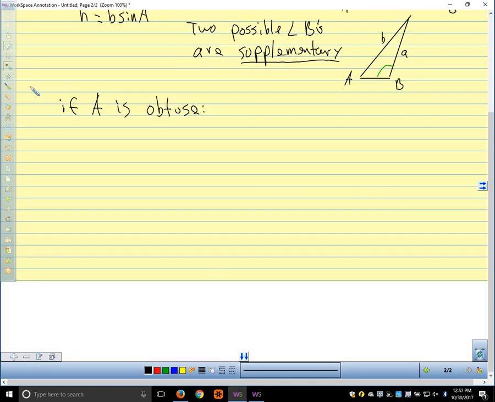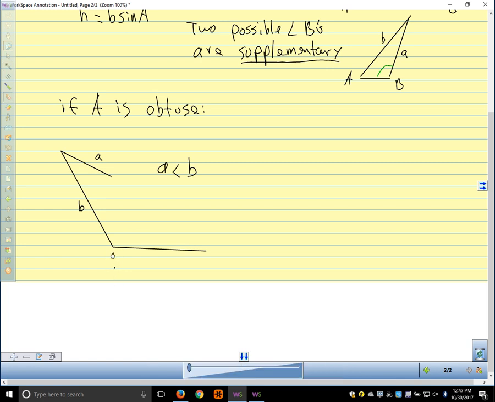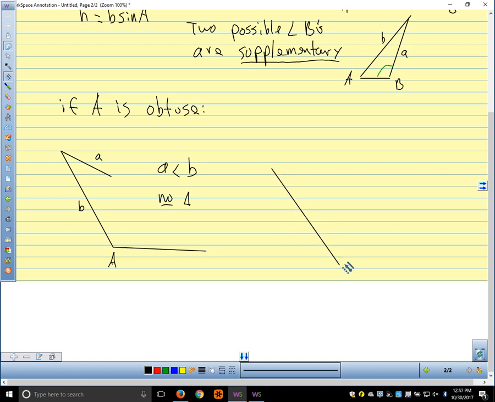then we do not get an ambiguous case, because we either have this: this is angle A, that's side a, that's side b. If a is less than b and angle A is obtuse, we can't make a triangle. And the other possibility is we have this. There's angle A, there's side a, and there's side b.